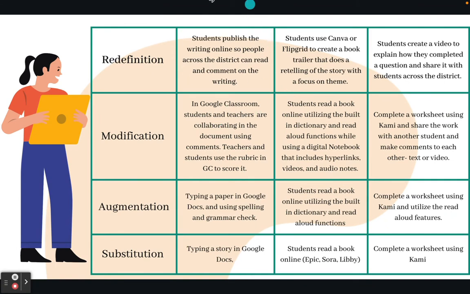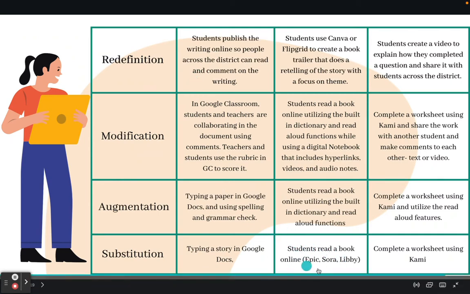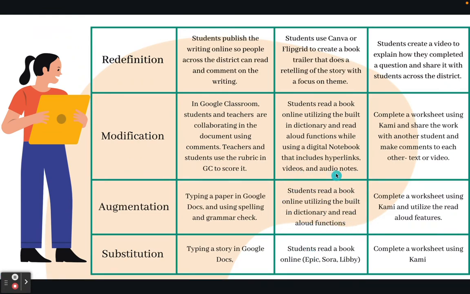We want to open it up one more. Students publish the writing online, so students across the district can write and comment on that writing using an authentic audience. If we're thinking about reading on Epic and Sora, kick it up a level. Now they're using the dictionary and read aloud function. Now modification, they read a book online utilizing the dictionary and the read aloud while using a digital notebook that includes hyperlinks, videos, and audio notes.